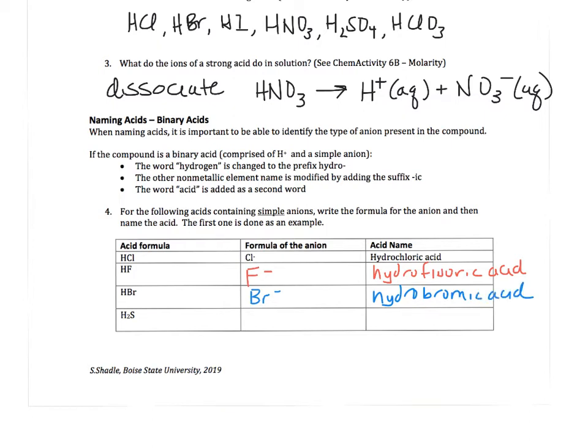And finally, in this set of examples, we've got H2S. That means we've got S2- in our acid. This is still a simple anion. In other words, it's one atom that has gained some electrons. So that means we can still use this naming convention. And so that's going to put hydro at the front: hydrosulfuric acid.